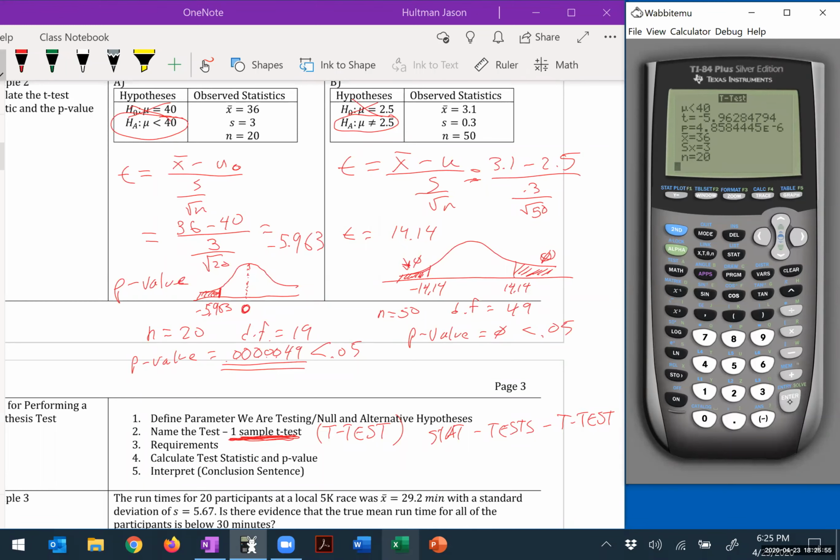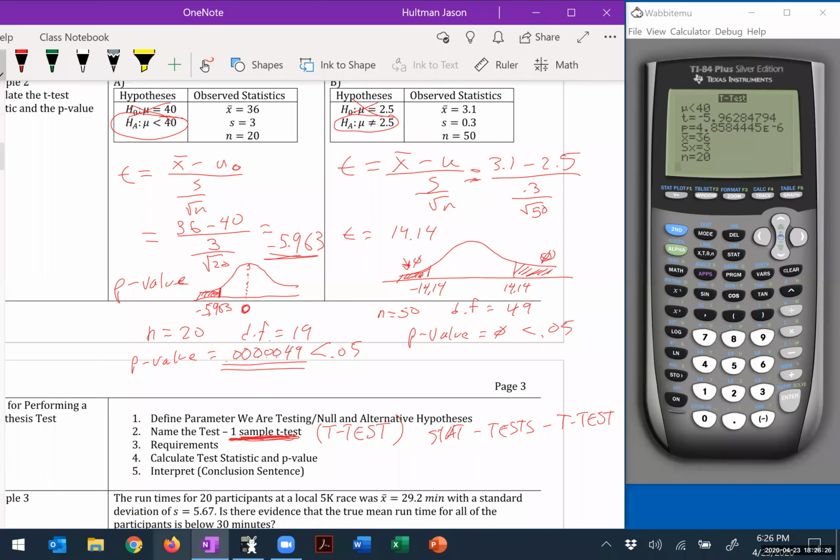And what does that do? Well, it does the t score for me. That's nice. It comes out with my p-value, and I didn't even have to worry about the degrees of freedom, because the calculator calculates the degrees of freedom based on the sample size all by itself. I didn't have to draw a chart. The calculator did it for me.